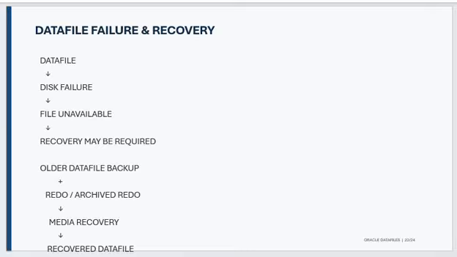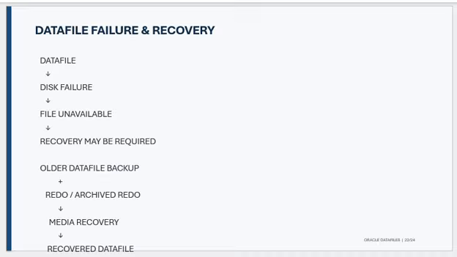Now, let's move to a disaster recovery scenario. What happens if a data file is physically lost? Imagine the disk containing an important data file fails. The physical disk fails. The database no longer has access to that physical file.